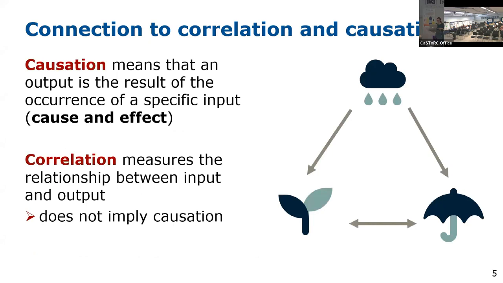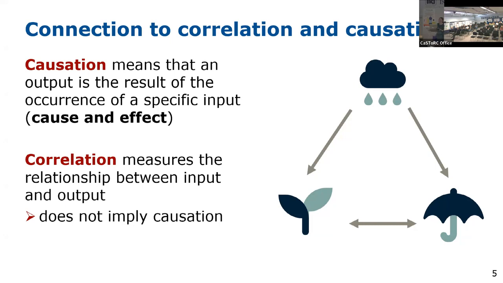And if you think about it more deeply, you see a connection to correlation and causation. Causation means that an output is the result of the occurrence of a specific input. So the input is the cause and the output is the effect. And correlation measures the relationship between the input and the output, but does not imply causation.